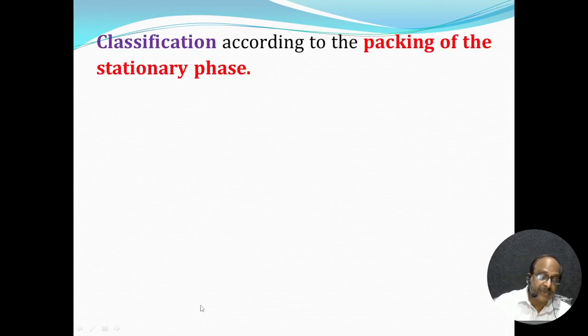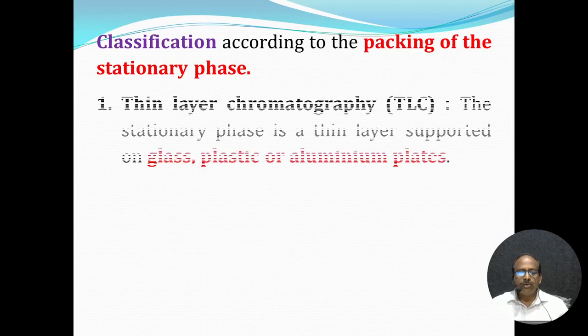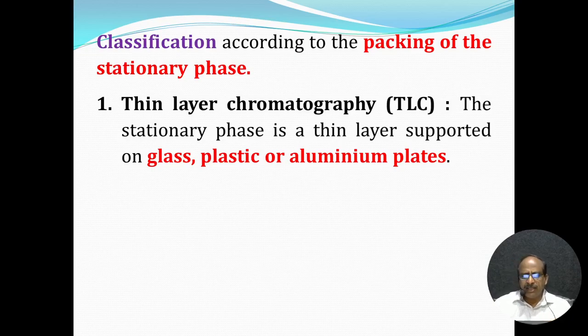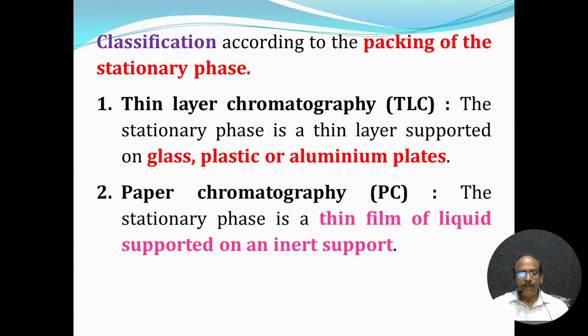Another classification is according to the packing of the stationary phase. In thin layer chromatography, the stationary phase is a very thin layer supported on a glass, plastic or aluminum plate. In paper chromatography, the stationary phase is a thin film of a liquid supported on an inert support. That is called paper chromatography, PC, and the other is thin layer chromatography, TLC.